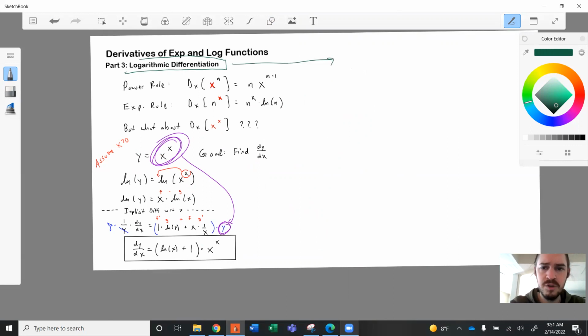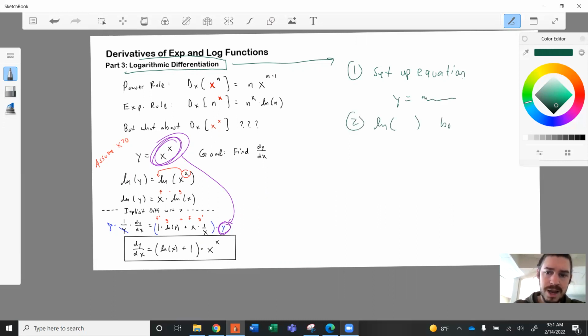It kind of has 5 steps. One, set up an equation. Set up your function in the format of an equation, like y equals blah, blah, blah. And then 2, take the natural log of both sides of the equation. And we use natural log because its derivative is simpler than using log base 2 or log base 10 or anything like that. Just the natural logarithm because it's convenient.